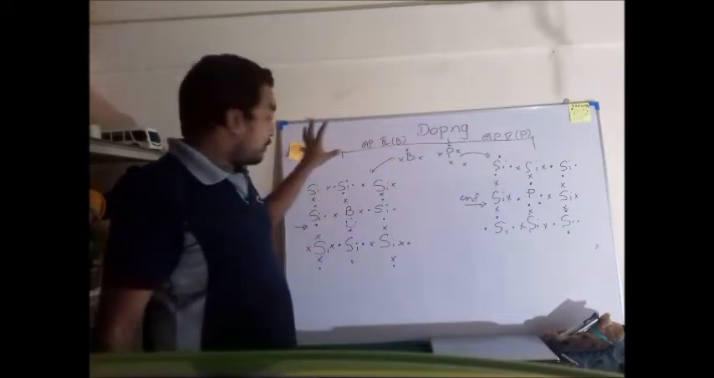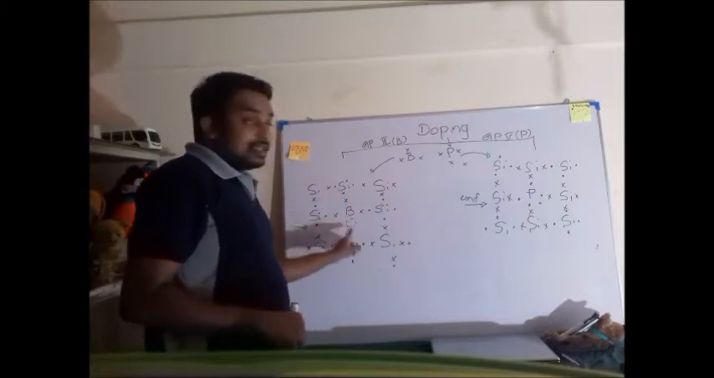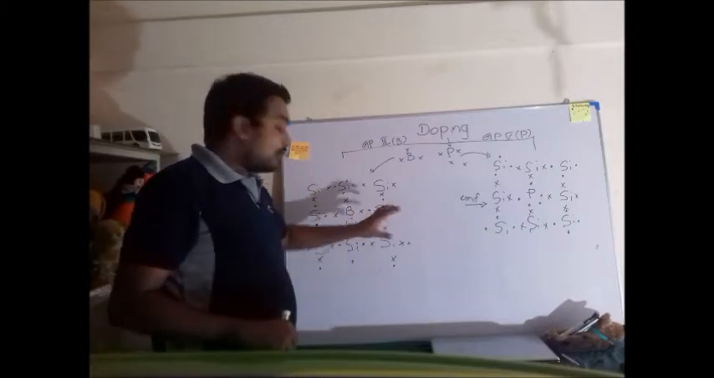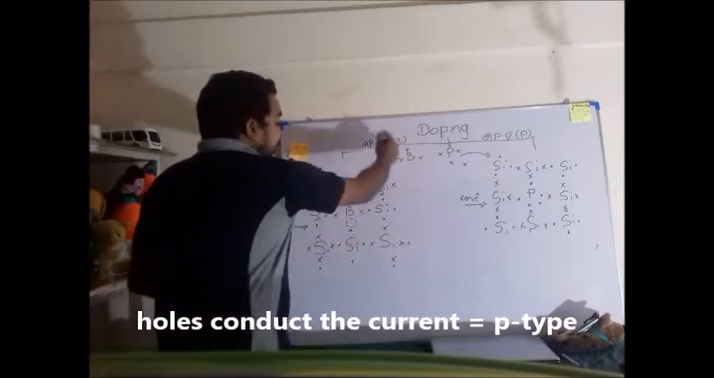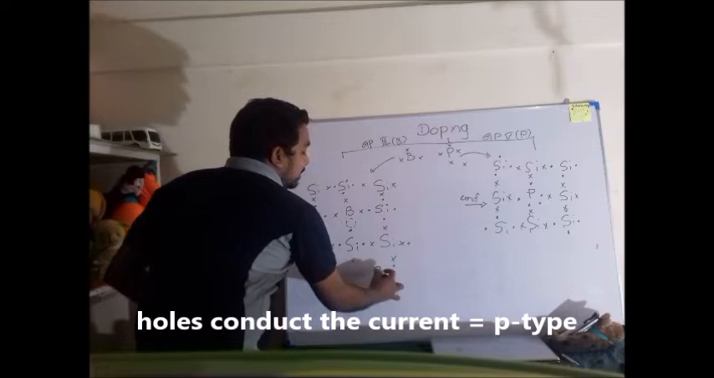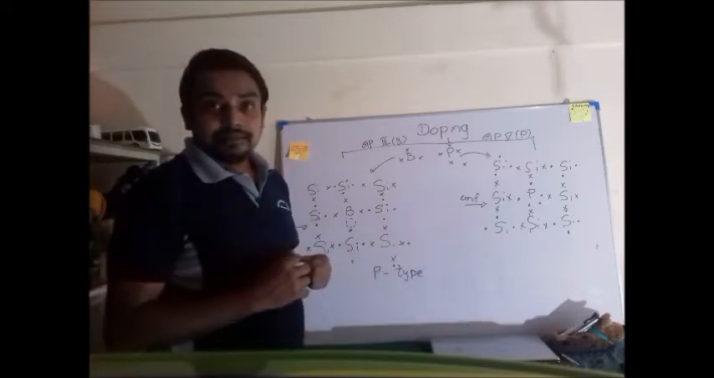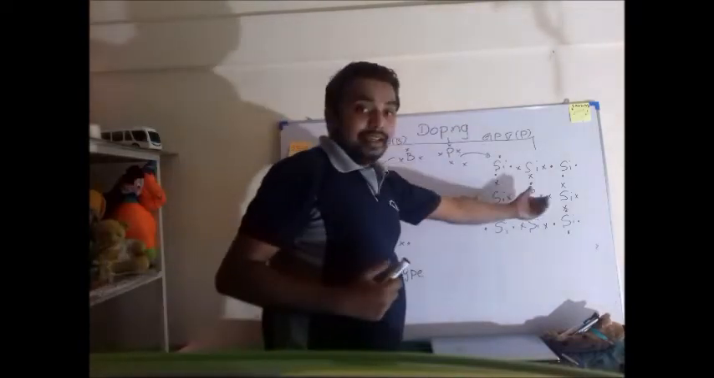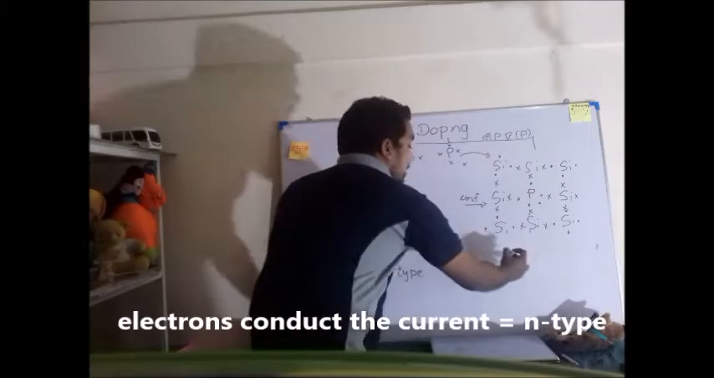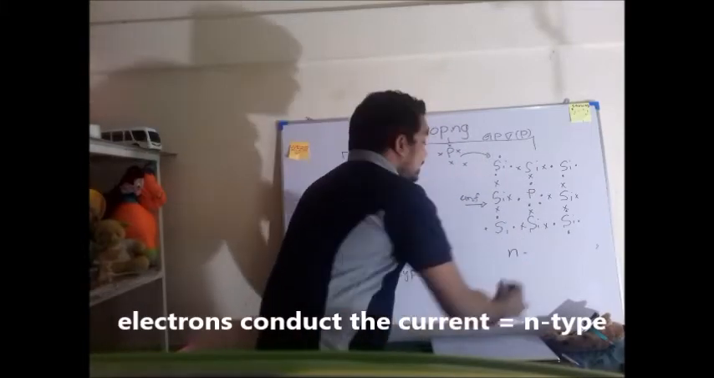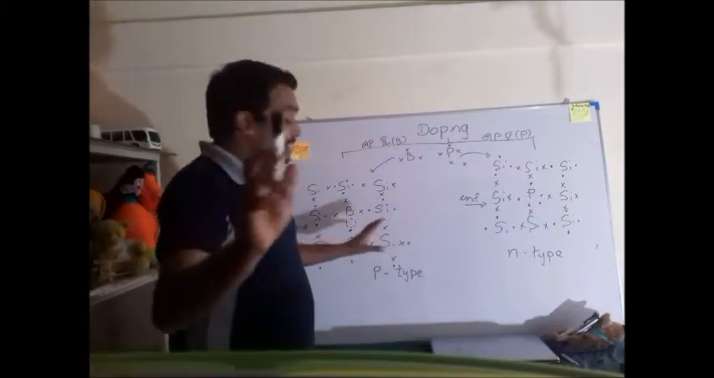Two methods. In the first method, we consider the holes conduct electric current here. So we call them positive type or P-type semiconductors. On this side, electrons conduct the electric current, so we consider them as negatively charged N-type semiconductors.